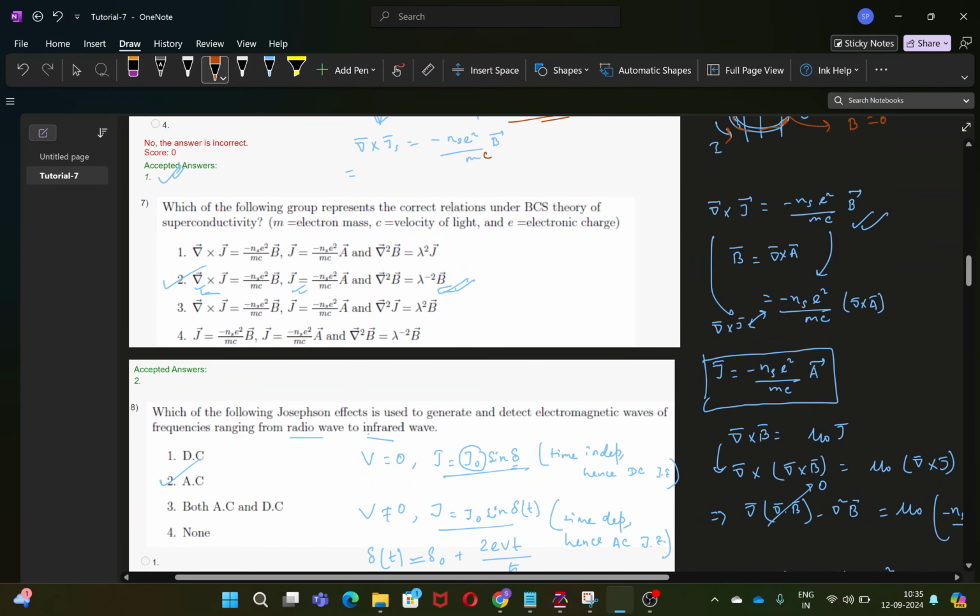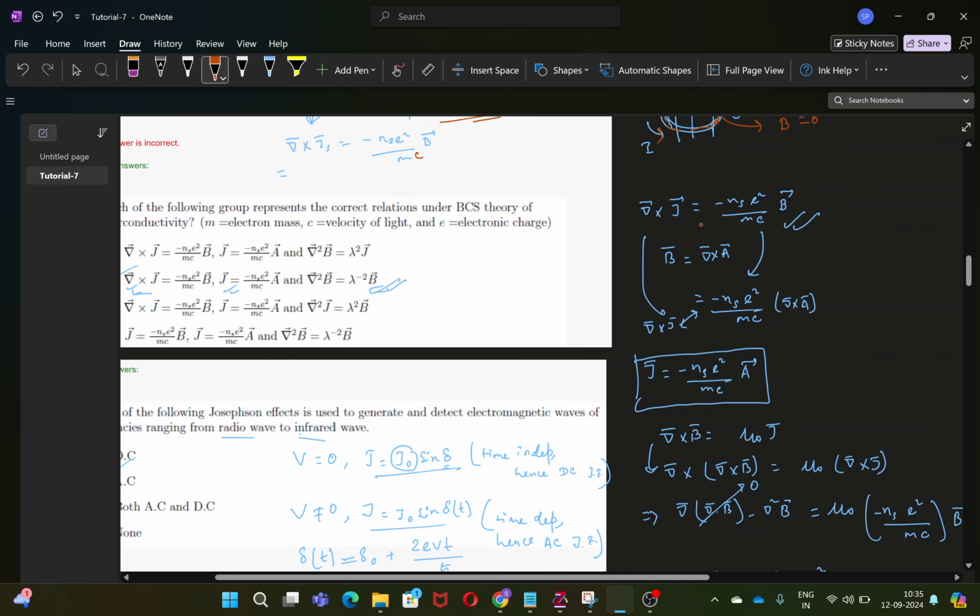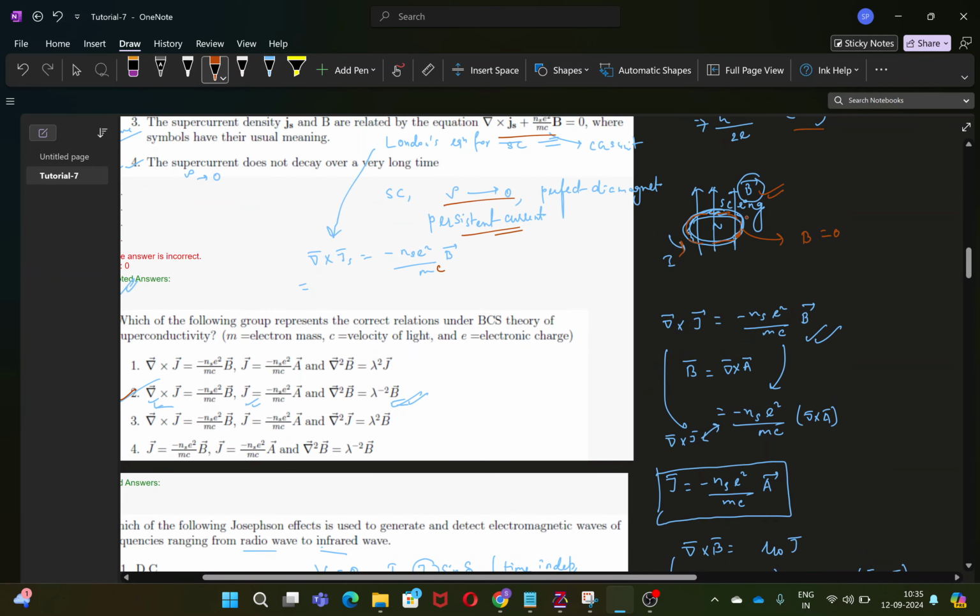Now question number 7 is again about BCS theory of superconductivity and related to London's equation. So you have to choose the correct combination of equations, and the correct combination is equation number 2 because I had already solved it for you earlier. Just let us follow that. So your curl of J equal to minus ns E squared by mc B vector. This is already proved to be true from the earlier questions.